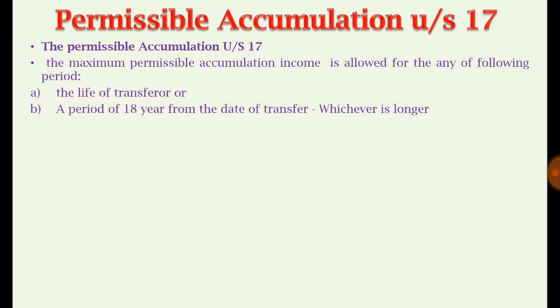Now we are going to see what is the permissible accumulation allowed by section 17. According to section 17, the maximum permissible accumulation of income is allowed for any of the following periods, whichever is longer.